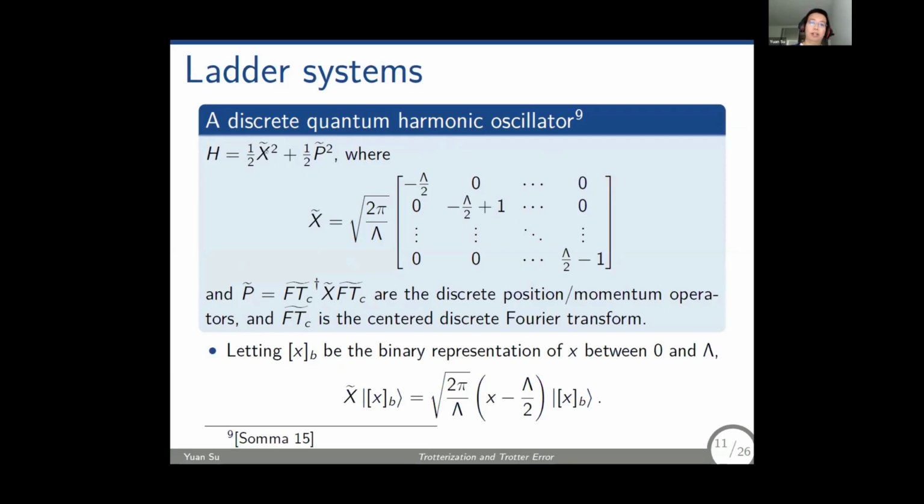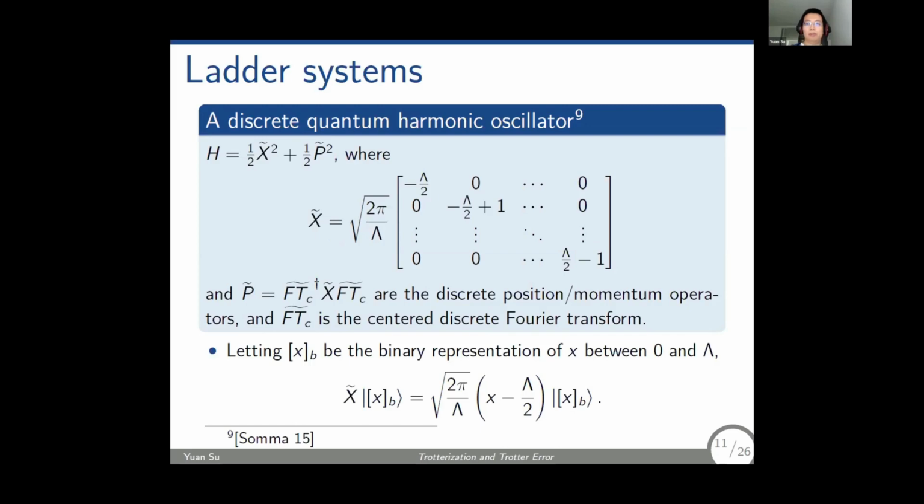You have this X tilde, which is a diagonal operator, representing the discrete version of the position operator. And you also have this operator P tilde, which is representing the discrete version of the momentum operator. It's related to the X tilde by some Fourier transform.